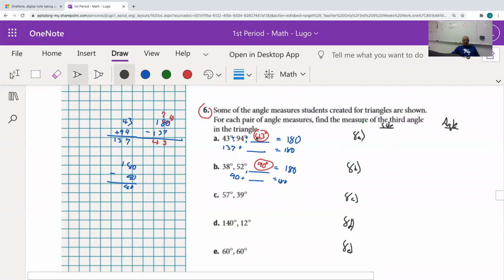So obviously, I don't know what the side measurements are, but I do know this. I see a pattern here. There's a 43 and a 43. So two of the angles are the same. That means that two of the sides are going to be the same. And I know that whenever I look at two equal sides, that's going to make this an isosceles triangle.